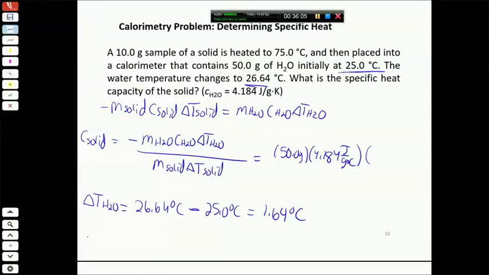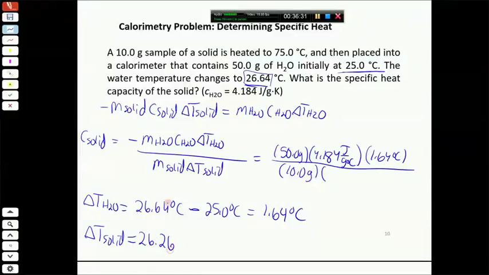And then that's going to go in here. The mass of the solid goes in the denominator. We have a 10-gram piece of that, so that's the mass of solid. And then delta T for the solid: its initial temperature is 75. Its final temperature is the same one, 26.64. So again, the two things have the same final temperature, but the initial temperature for the solid, we heated that up to 75 degrees Celsius first. So that delta T is going to be negative 48.36.